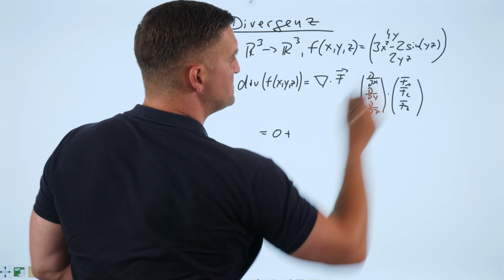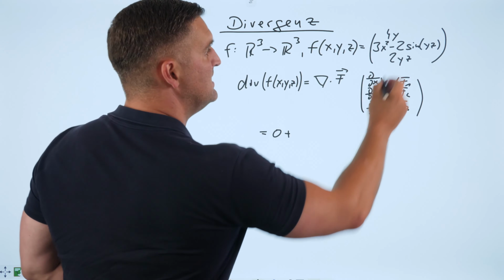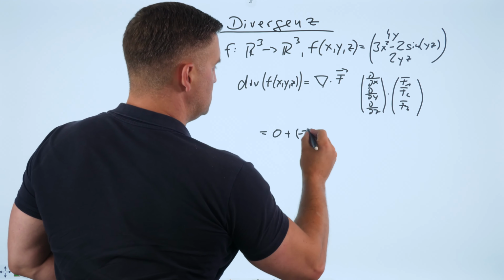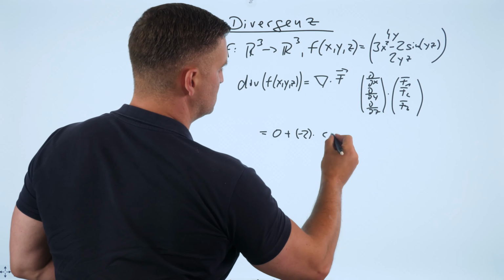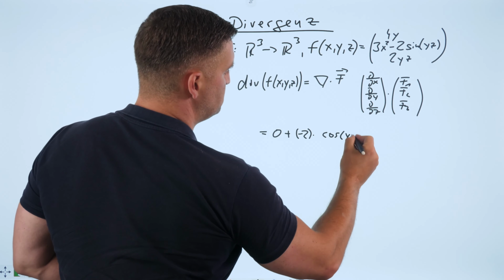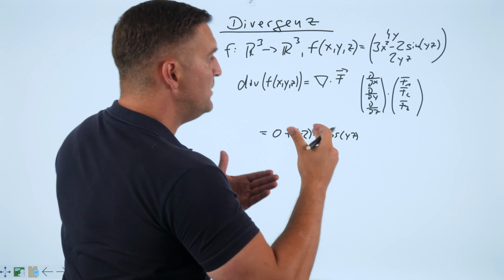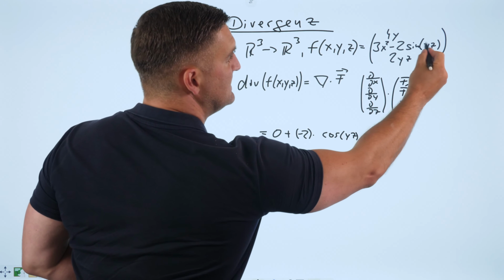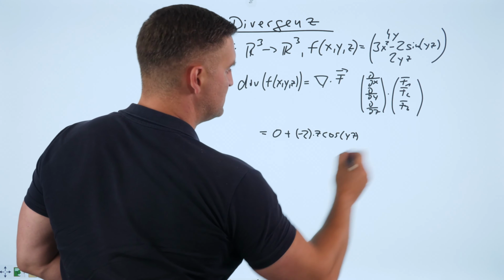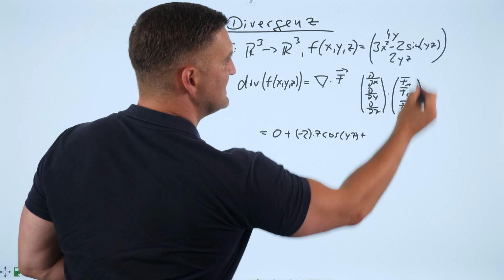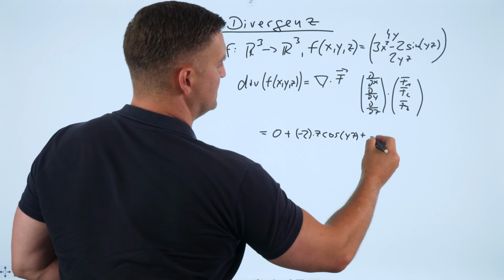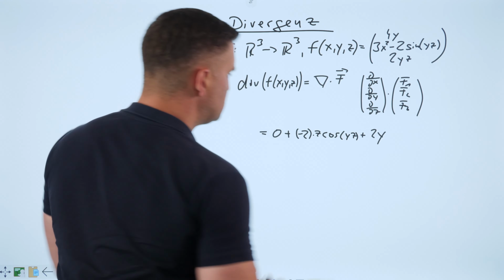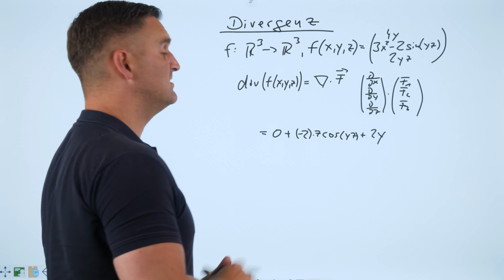Minus 2 sine yz differentiated with respect to y is then minus 2, which of course remains, multiplied by the derivative of sine, which is cosine yz. And since we're differentiating with respect to y, the inner derivative is then z. Plus then the third function differentiated with respect to z: 2y times z differentiated is 2y. And here we have written down the divergence.